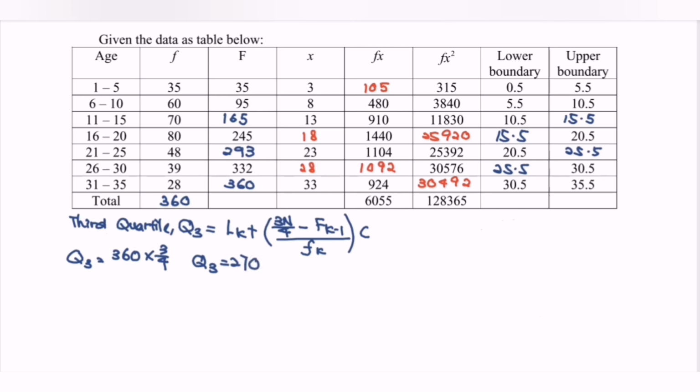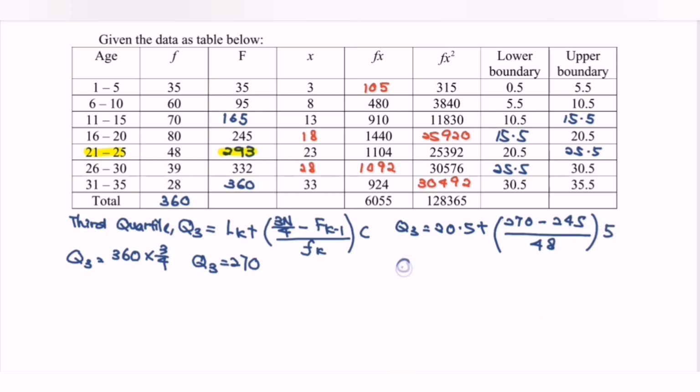So kindly refer to the cumulative frequency. Where is the location for 270? It is located over here, which is the class 21 to 25. So meaning that the lower boundary for that class will be 20.5 plus, where we have the 3N over 4, which is 270, minus the previous class, where we have 245, over the frequency of that class, which is 48, multiplied with the 5.